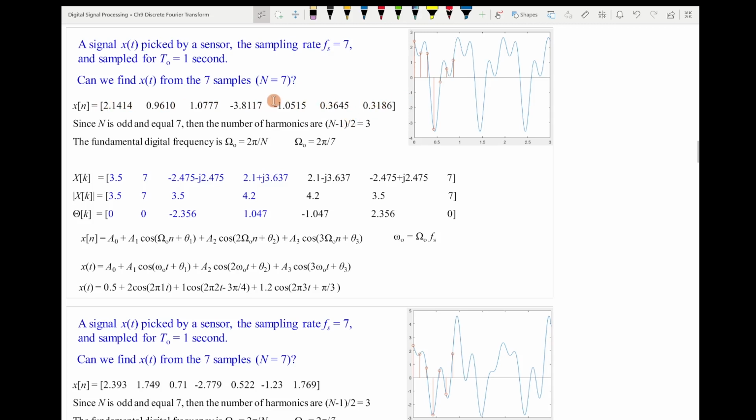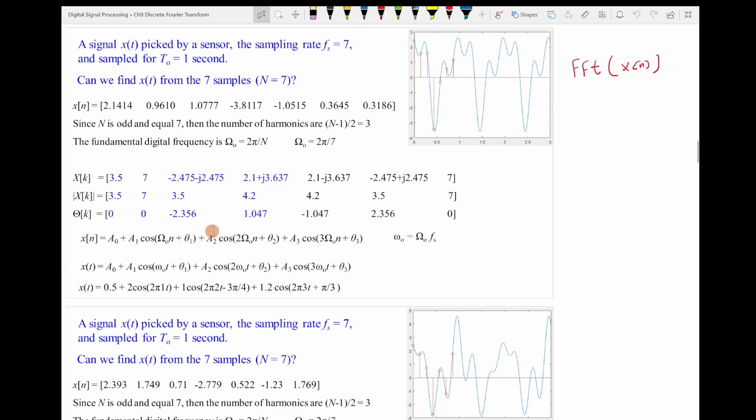Now, if you use MATLAB, you can calculate the discrete Fourier transform using this function FFT. And you pass to it the samples here. This function will return the discrete Fourier transform x of k, which is the spectrum of the signal, 7 data points. If you calculate the magnitude, this will be the 7 data points. The phase will be this one. So now let's see if we can find from these samples the representation of this signal either in the discrete form x of n or in the continuous form x of t.